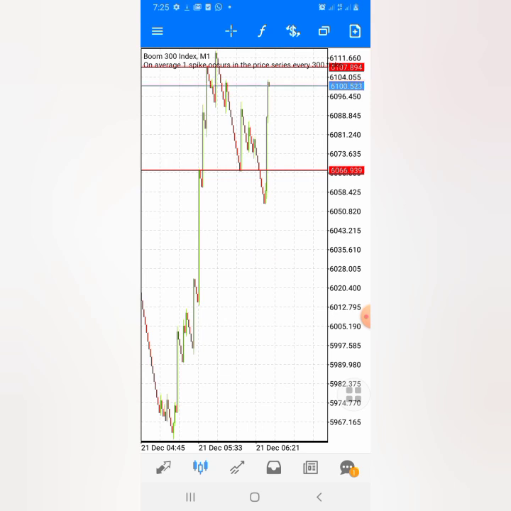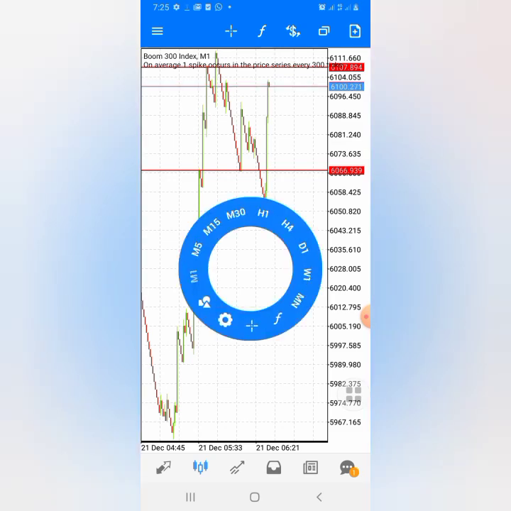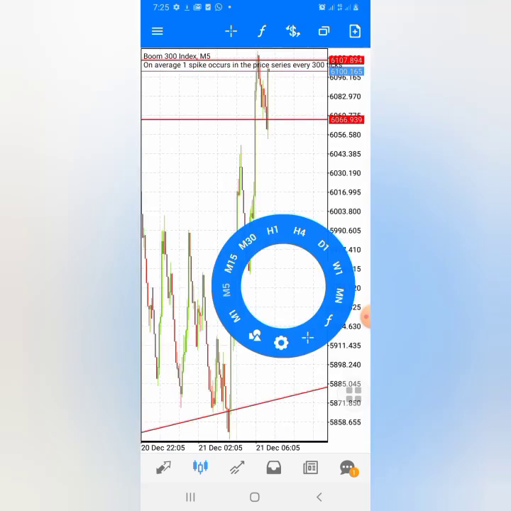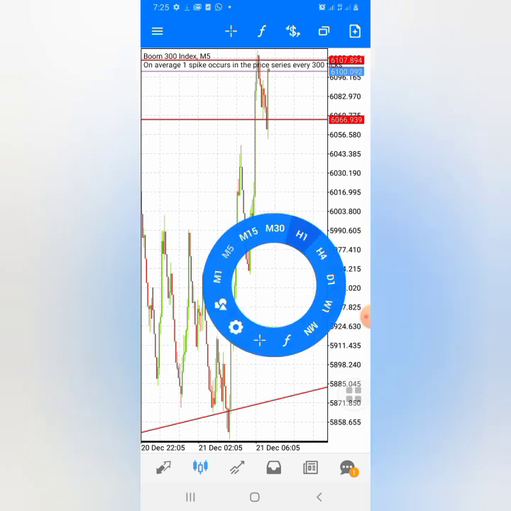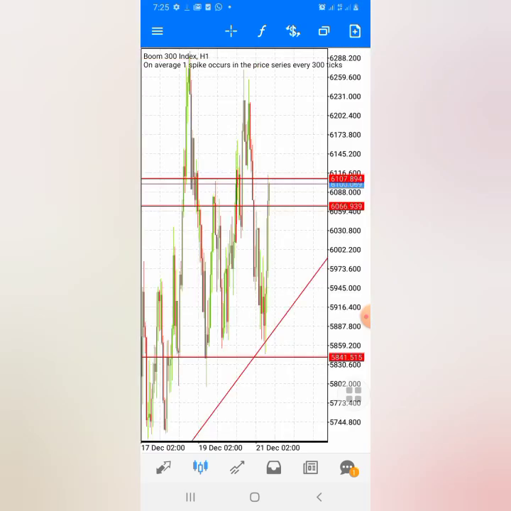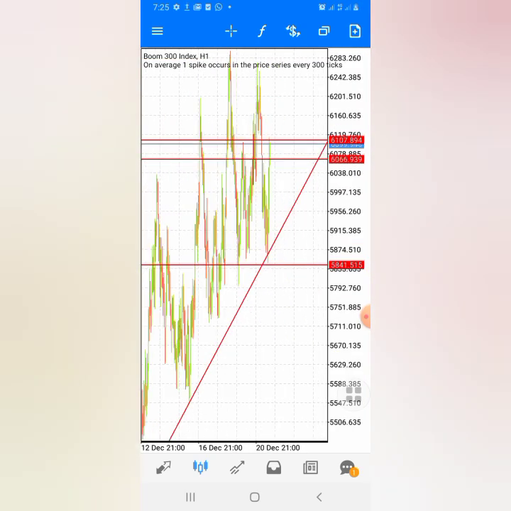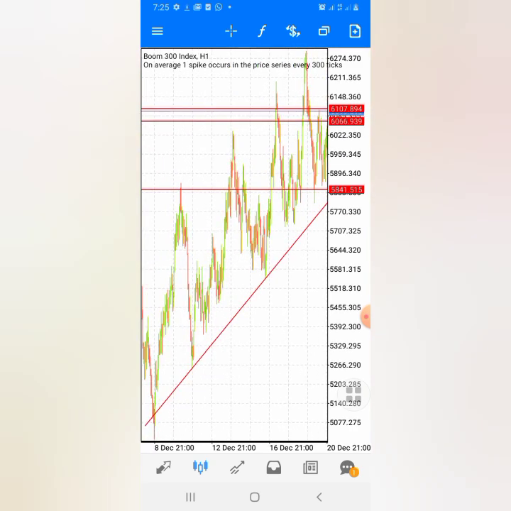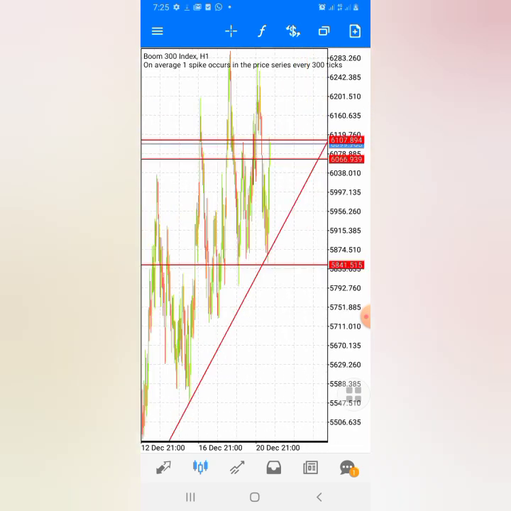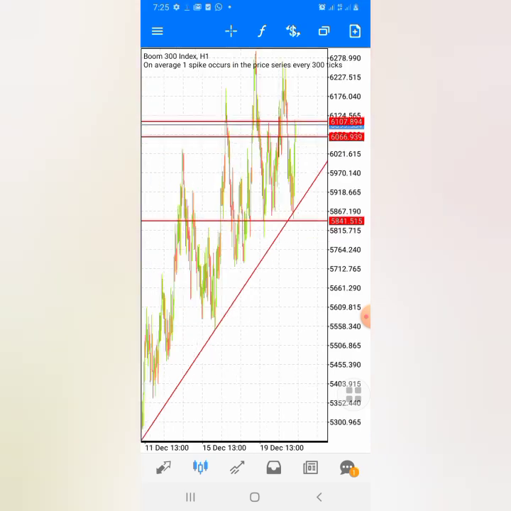Like this one now is a good entry point right now. 6900 is a good entry point right now. How do I check it? I go to a higher time frame, the 1 hour time frame. At this 1 hour time frame, you see my trend line. I drew it. I know that it's an uptrend, not a downtrend, so that's why I'm scalping it.